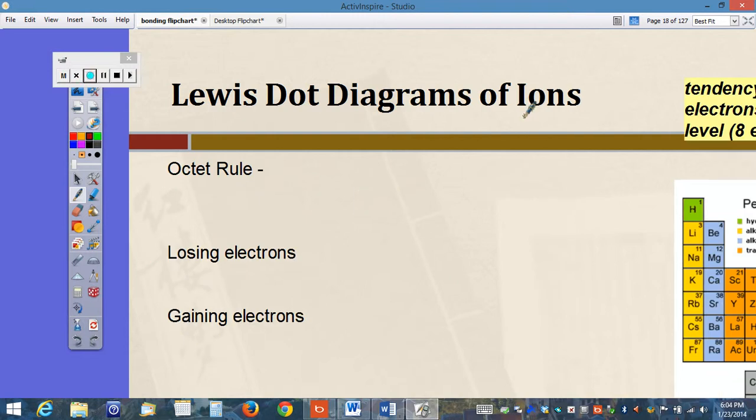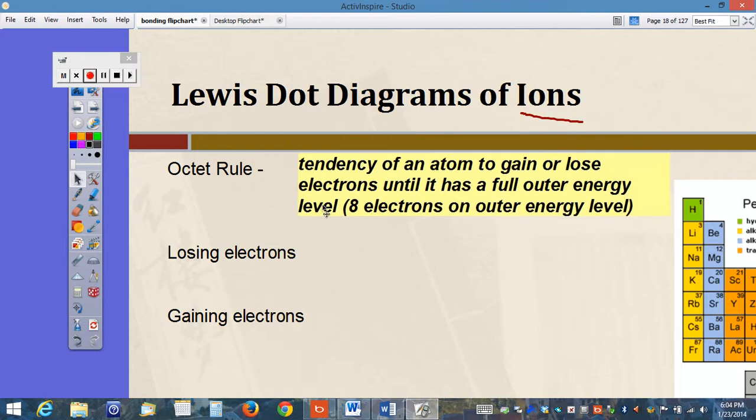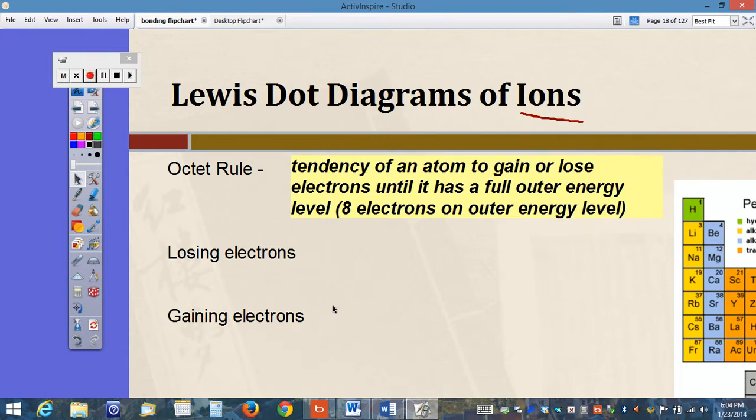You also need to know how to do this for ions. To do that, you're following the octet rule. The octet rule is the tendency of an atom to gain or lose electrons until it has a full outer energy level. That means it's going to have 8 electrons on the outermost energy level. Remember, when you lose electrons, you're going to become a positive ion because you've lost negative electrons. When you gain electrons, you're going to become a negative ion. That's because you gained additional negative electrons.